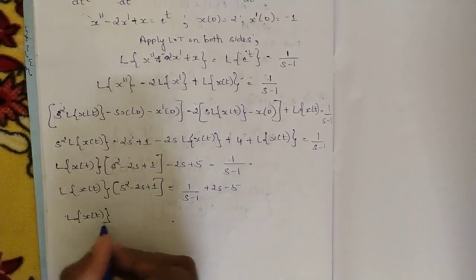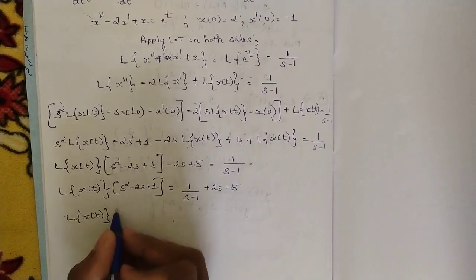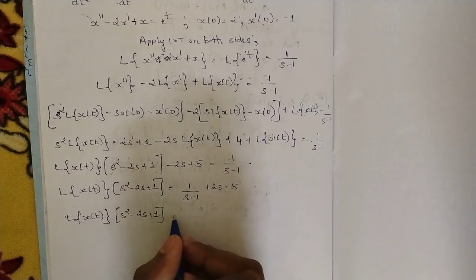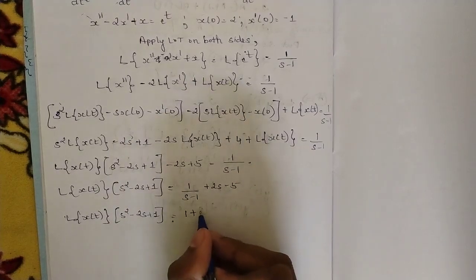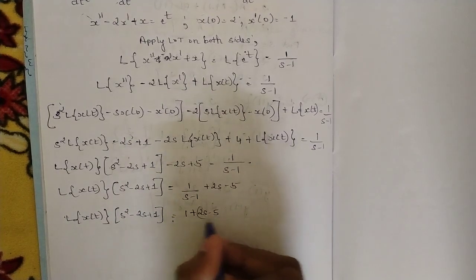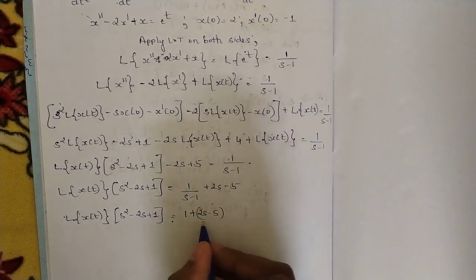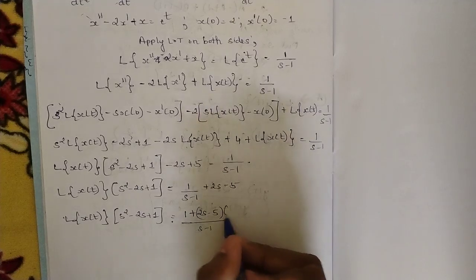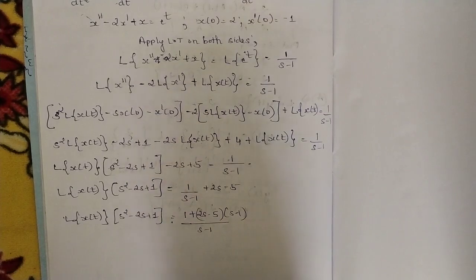So now L of x of t, s square minus 2s plus 1 is equal to 1 plus 2s minus 5. So now what I'm doing is I'm introducing the s minus 1 term. Okay, one more.